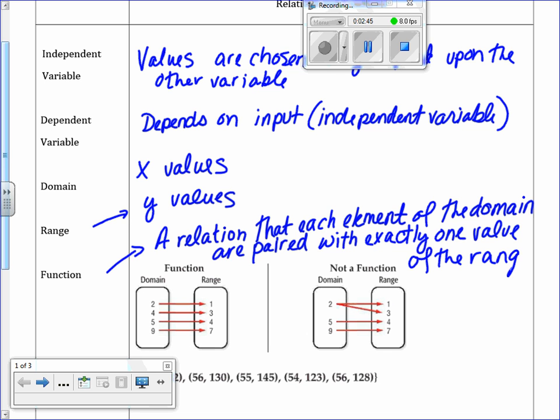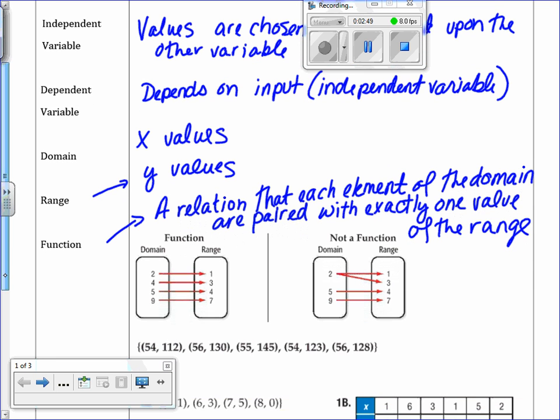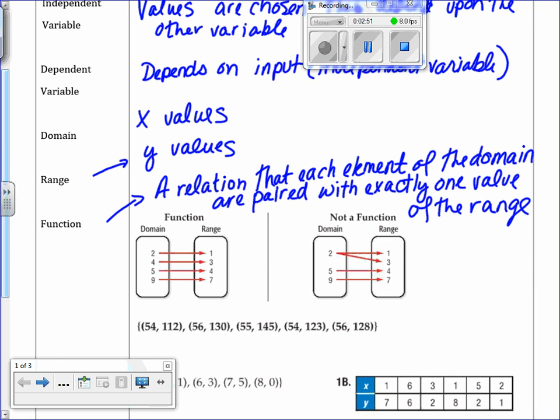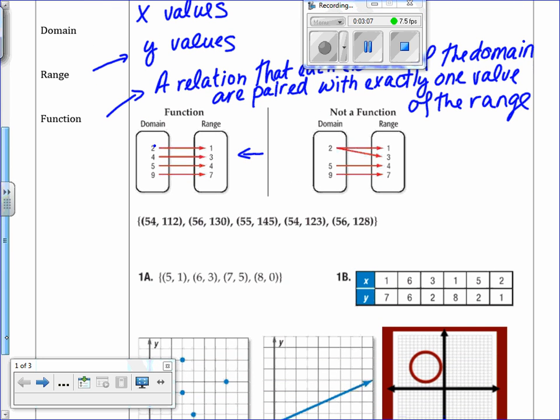So we can see our example here. And here we have a function. Every x value is paired with exactly one y value. But the next one isn't, because 2 is paired up with both 1 and 3, so we would consider that not a function. So let's look at a couple more examples.